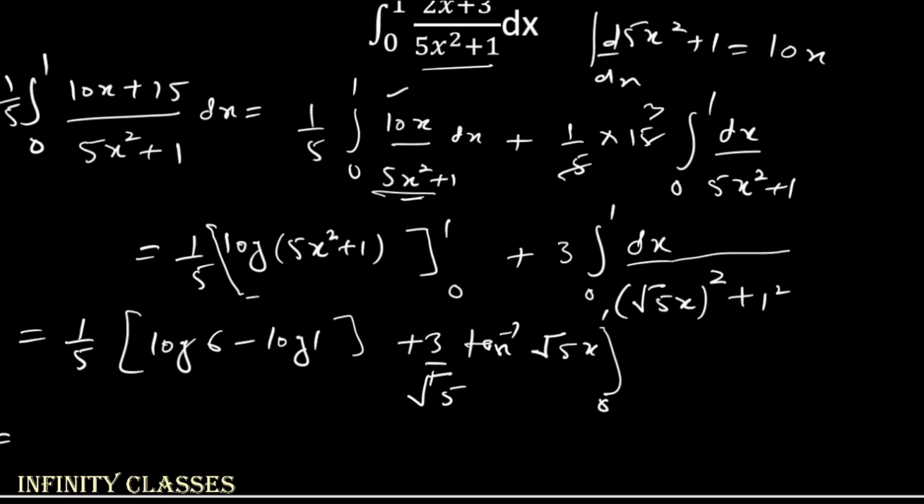Now this is 1 upon 5 log 6, and this one is upper limit 3 root 5 tan inverse. Upper limit means what you have to fill here is 1, and tan 0 is 0. So our final answer will be this, because when you fill the lower limit 0, it will be 0, and 0 into something is 0. So this is our answer, 1 upon 5 log 6 plus 3 root 5 tan inverse root 5.